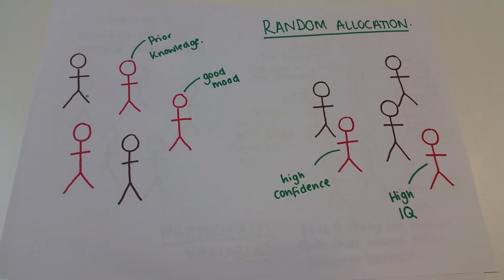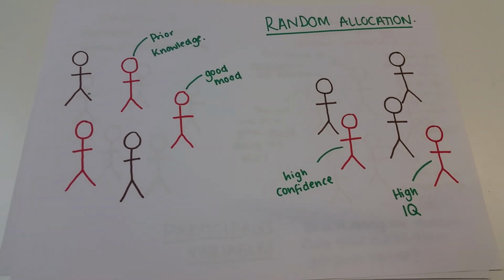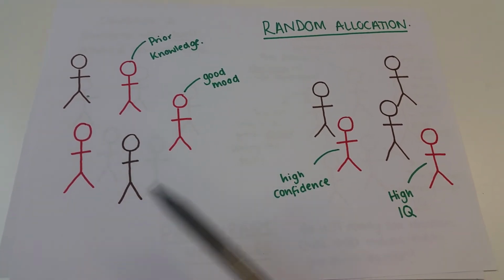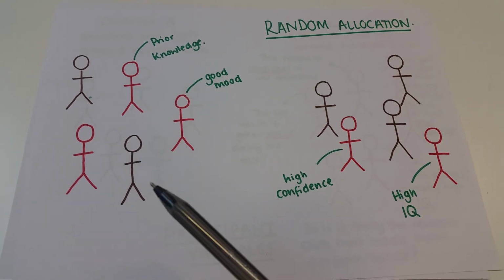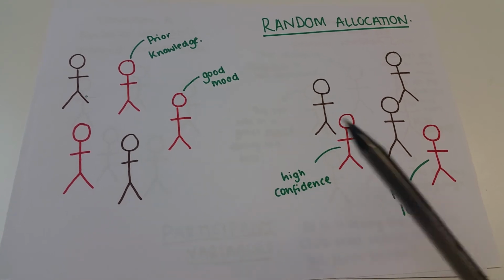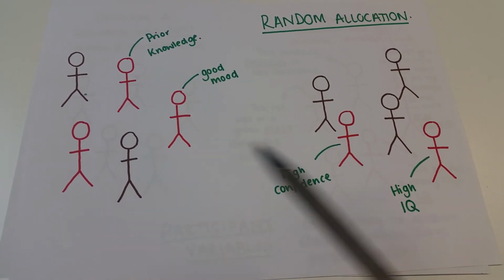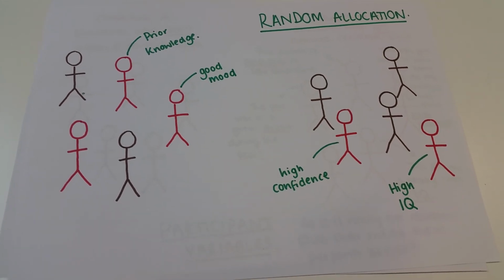Random allocation doesn't completely get rid of participant variables, because there might be a chance that we just so happen to have lots of participants in one group who are naturally much better and have the characteristics that are better. But at least if we use random allocation, we can kind of assume that we've randomly split them and it's a fair test.